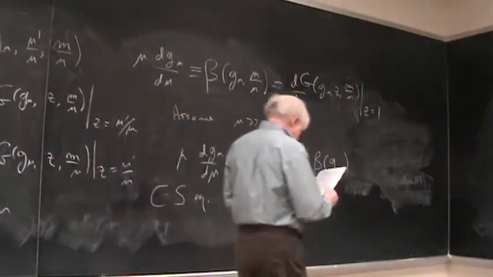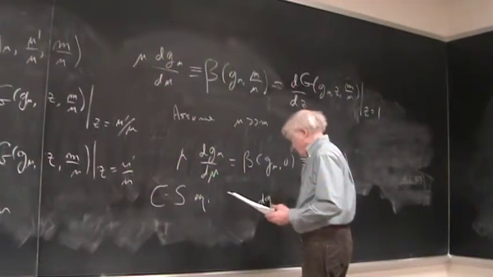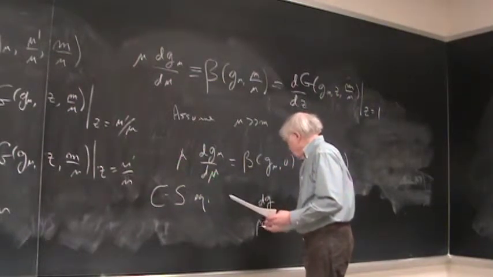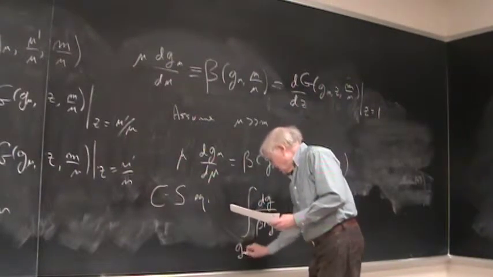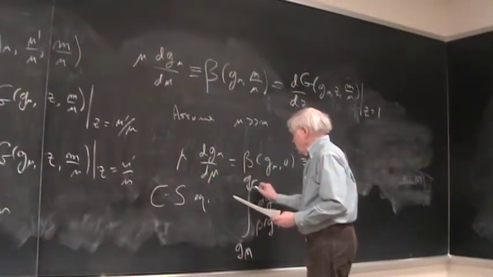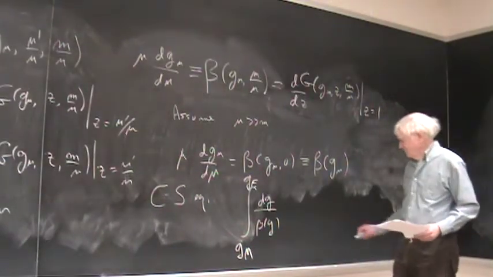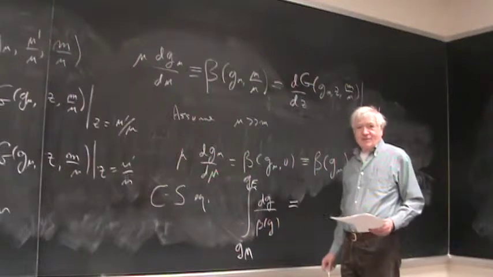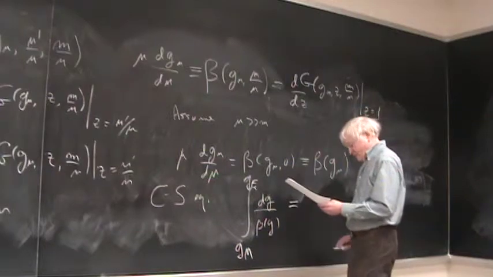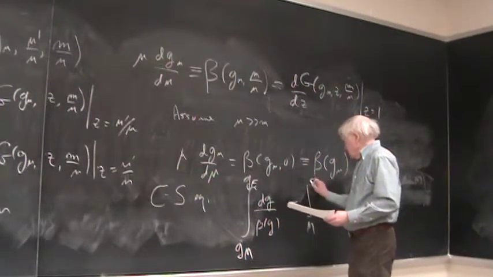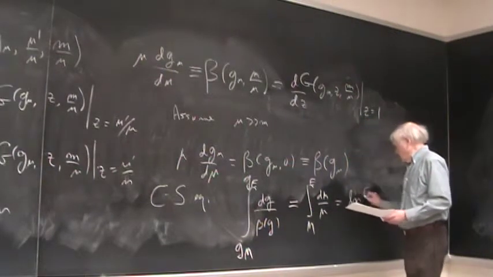And we can integrate this thing, because what we have is dg over beta of g integrated from g sub m to g sub E. This almost looks like what the Dow looked like. We integrate from General Motors to General Electric. Anyway, this is the integral from m to E of d mu over mu, and this is then log of E over m.